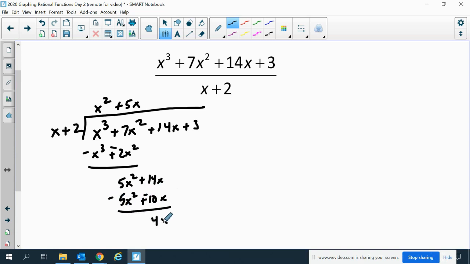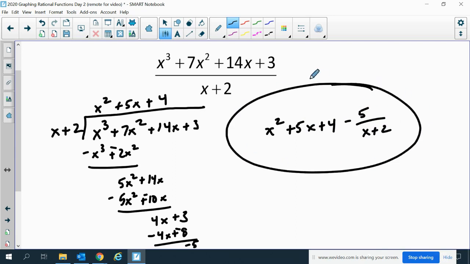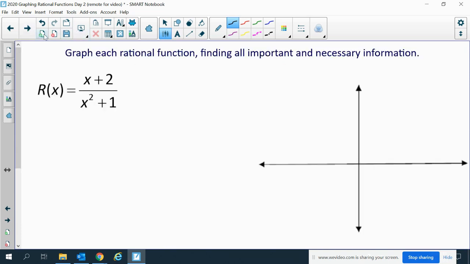I get 4x plus 3, so I need plus 4. That becomes 4x plus 8, change the signs, negative 5. So the remainder is negative 5. So I would write this as x squared plus 5x plus 4 minus 5 over x plus 2. So that's what happens when you divide x cubed plus 7x squared plus 14x plus 3 by x plus 2.